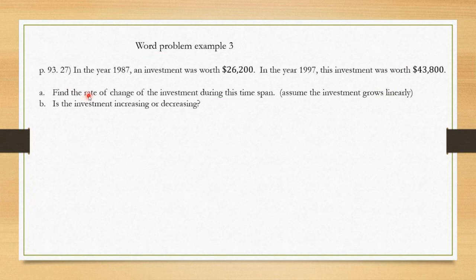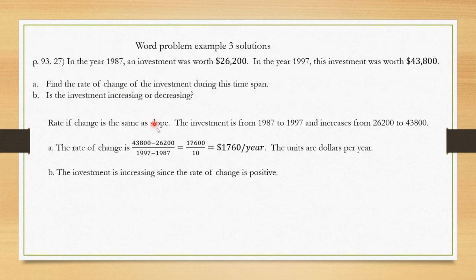Change in output over change in input. It's going from 1987 to 1997. And during that time span, it starts at 26,200, ends at 43,800. So what's the rate of change? Change in output over corresponding change in input. And input is time, so we have the change in input and change in output, change in investment value. So we have this.